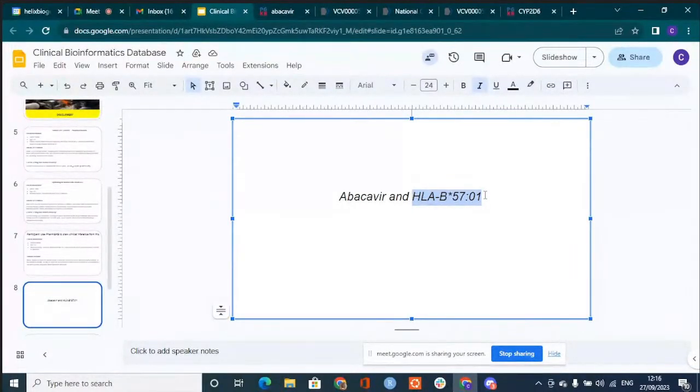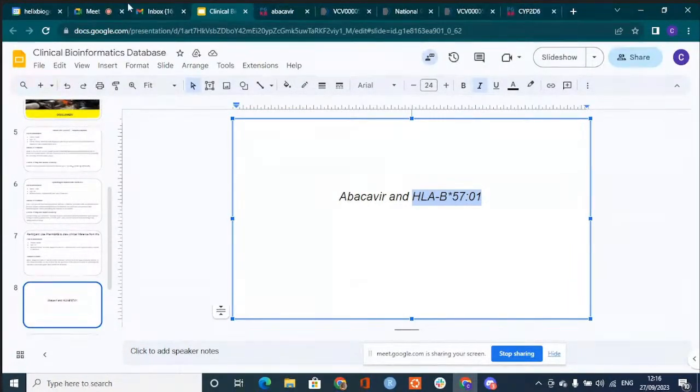So she's expressing HLA-B*5701, and that B*5701 will be able to bind to Abacavir, and that will surely induce inflammatory reactions. So this is how to make a decision from this kind of patient.